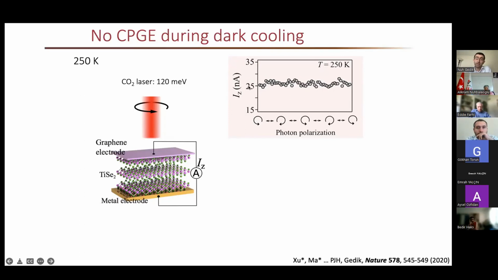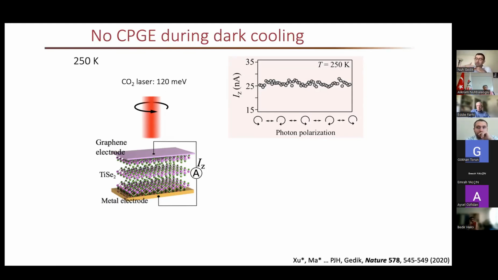Now, the funny thing is that there is some current flowing, and that's actually also normal. There is a thermal effect where you're heating one of these electrodes more than the other one. There's a temperature gradient that leads to a voltage gradient, and there's a current flowing, but that current doesn't depend on helicity.